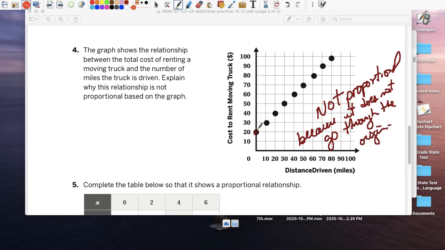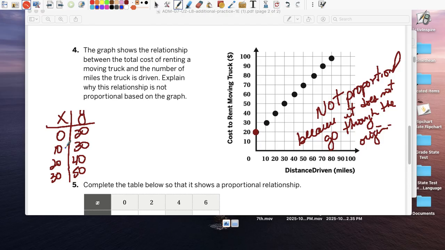Okay, and there, think about the bank account, or again, whatever problem it is, the same problem but with a different context. If I were to create a table for this, look, at x is 0, y is already 20. At x is 10, y is 30. At x is 20, y is 40, and then one more, x is 30, y is 50. Can you see that there is no same constant of proportionality for each ordered pair?